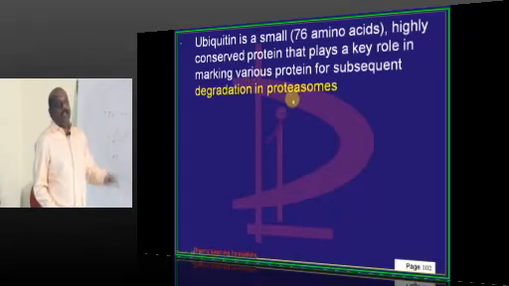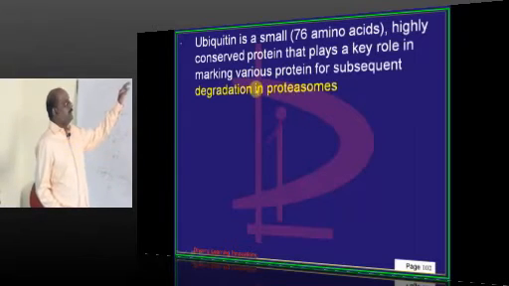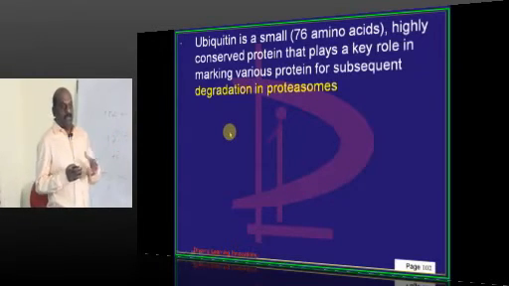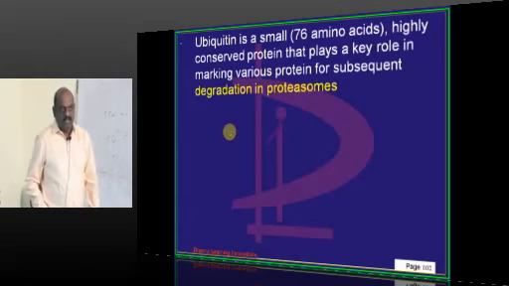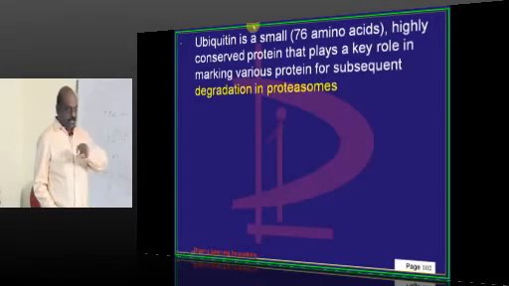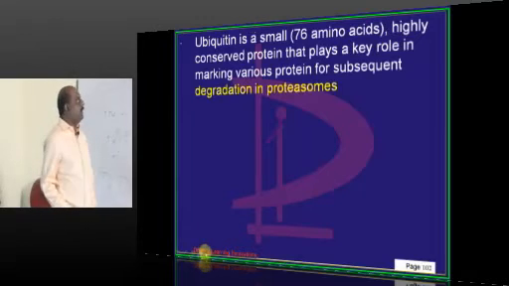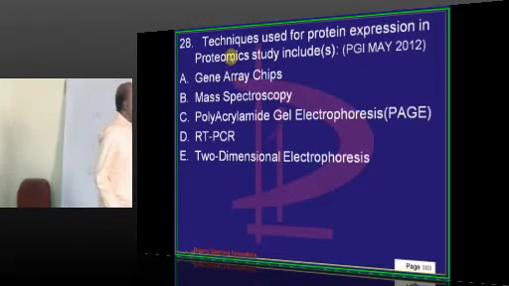Ubiquitin has a very important role in degradation of the proteins by the proteasomes. Coenzyme Q is there, no, in the electron transport chain. So it is also related to ubiquitin is what you need to remember.